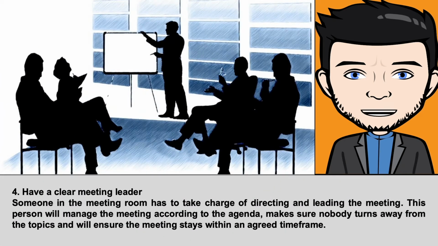4. Have a clear meeting leader. Someone in the meeting room has to take charge of directing and leading the meeting. This person will manage the meeting according to the agenda, make sure nobody turns away from the topics, and will ensure the meeting stays within the agreed time frame.